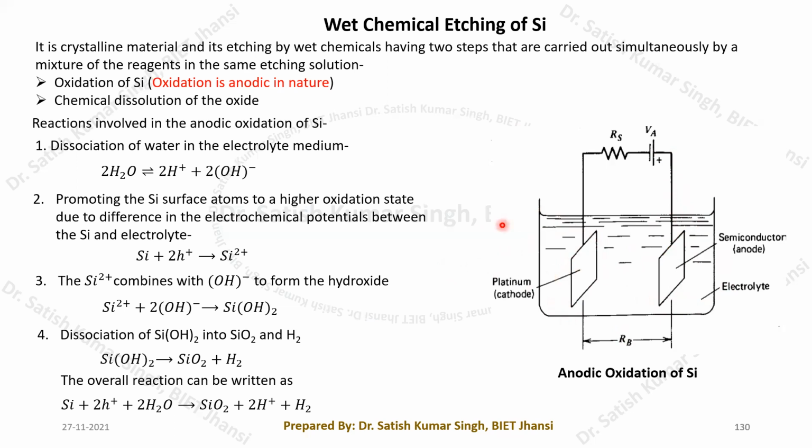Once you are able to understand the anodic oxidation of silicon, then you will be able to understand how this wet chemical etching is done. Basically, first we have to take this as the anode and connect it with the positive terminal of the DC power supply, and this platinum cathode will be connected to the negative terminal of the battery.